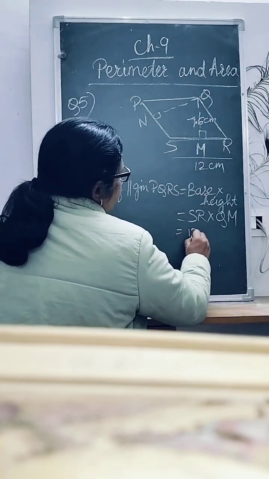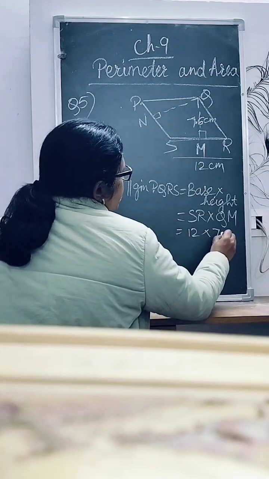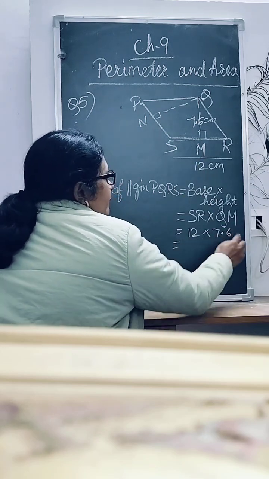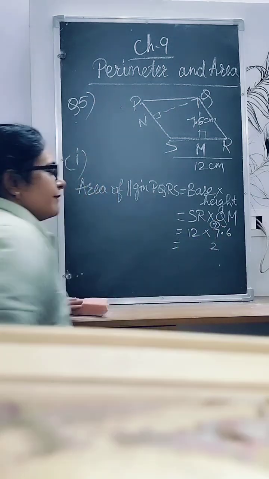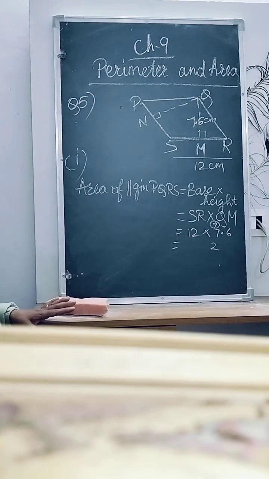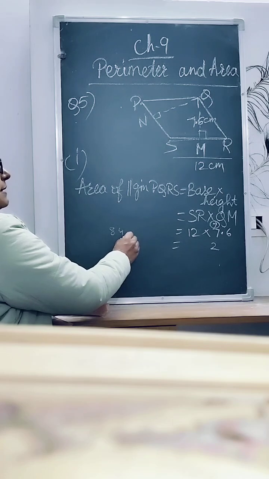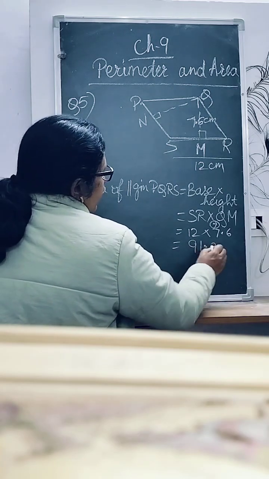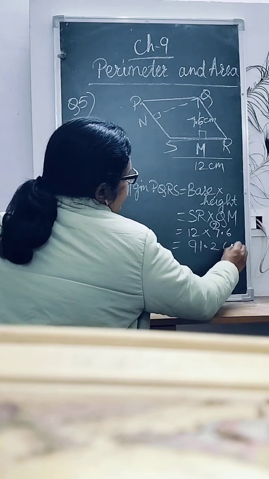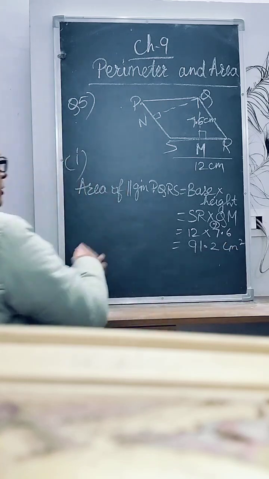Now base is 12, height is 7.6. 12 into 6 is 72, 7 carry. 12 into 7 is 84. 84 plus 7, so it is 91.2. Centimeter square is your area of parallelogram.